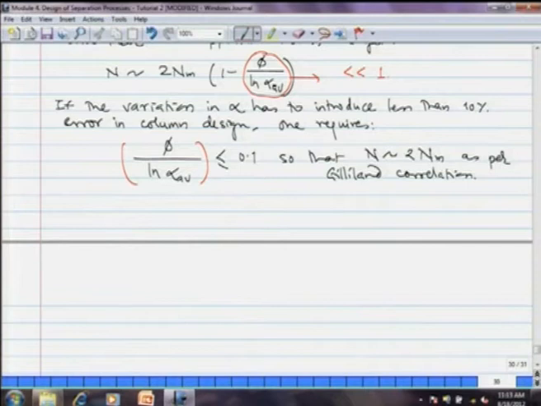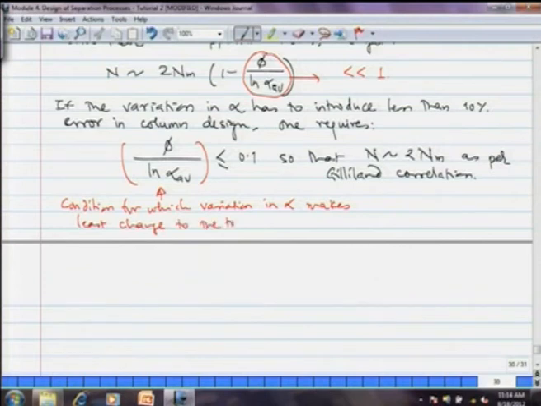So, this is the condition for which the variation in alpha makes least change to the total number of plates as estimated with other methods like FUG methods. So, that completes the solution to the fourth problem.